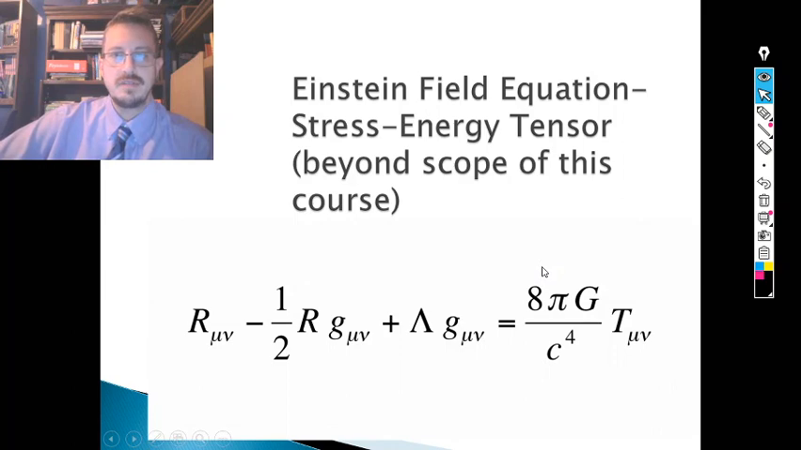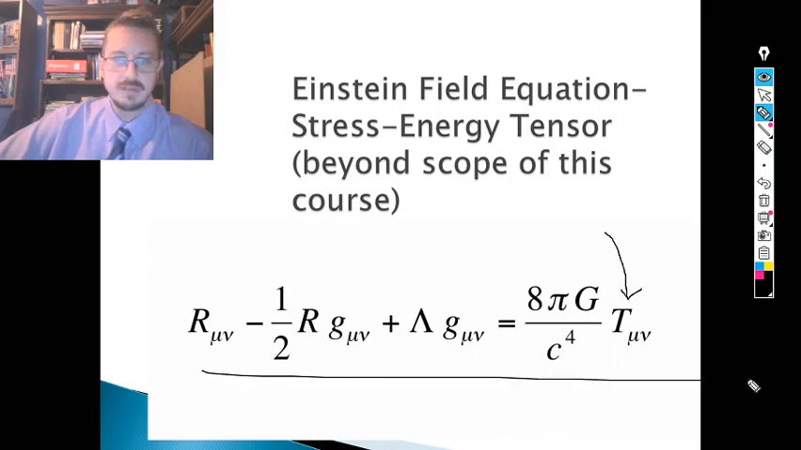Here is Einstein's field equation, and you can see here there is a stress energy tensor, right? And so we're talking about stress, strain, work, energy, power. This is an equation which represents the universe, one of my favorites, but well beyond the scope of this course. Something to look forward to.